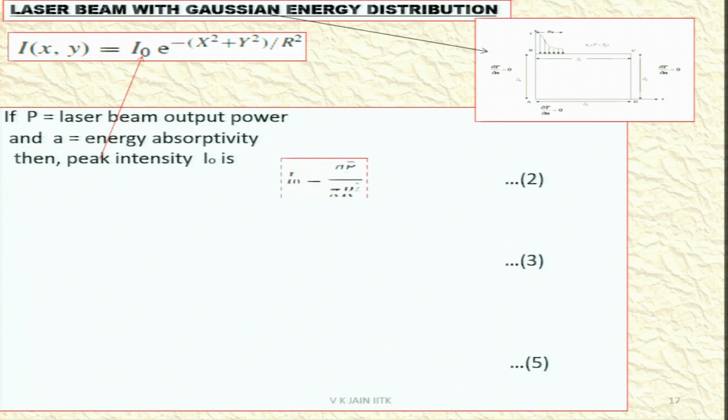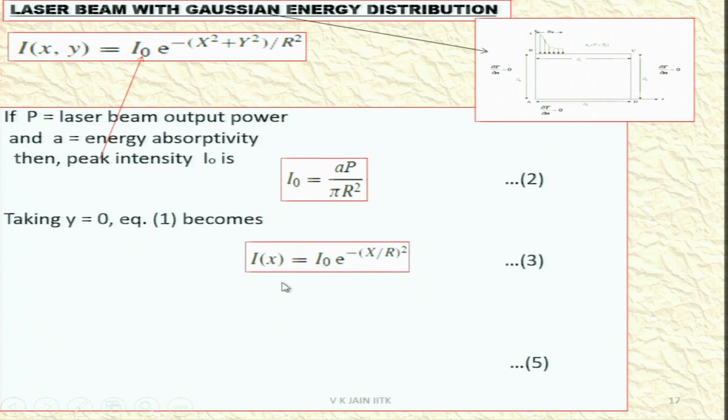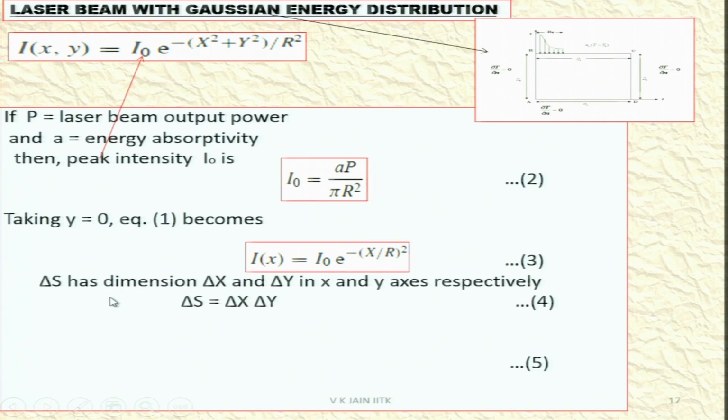Then peak intensity I0 is given by A times P divided by pi r squared. Taking y equal to 0, equation 1 becomes I(x) = I0 e^(-(x/r)²), this particular equation. So delta S has dimensions delta x and delta y in the x and y axis respectively. Delta S is equal to delta x times delta y.